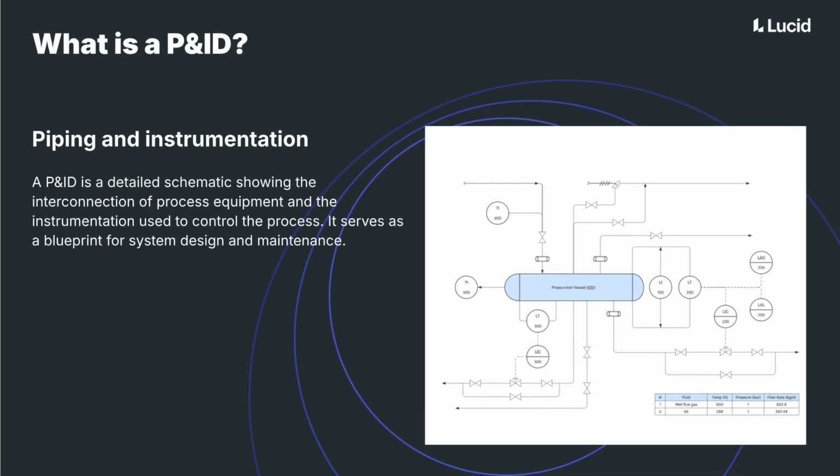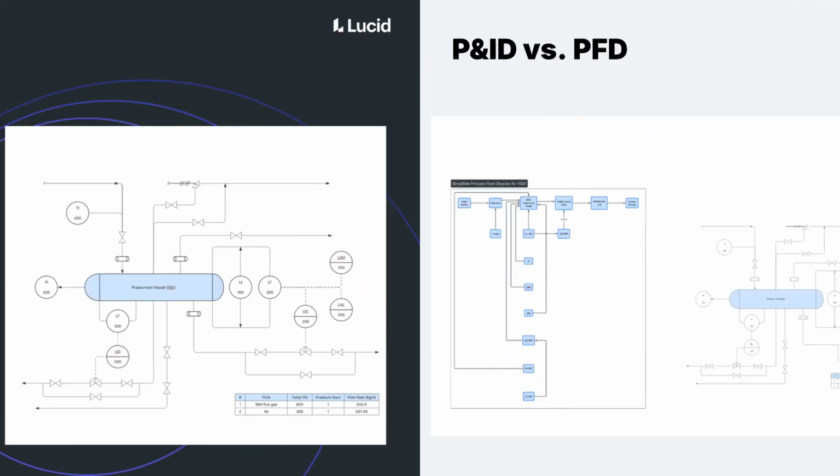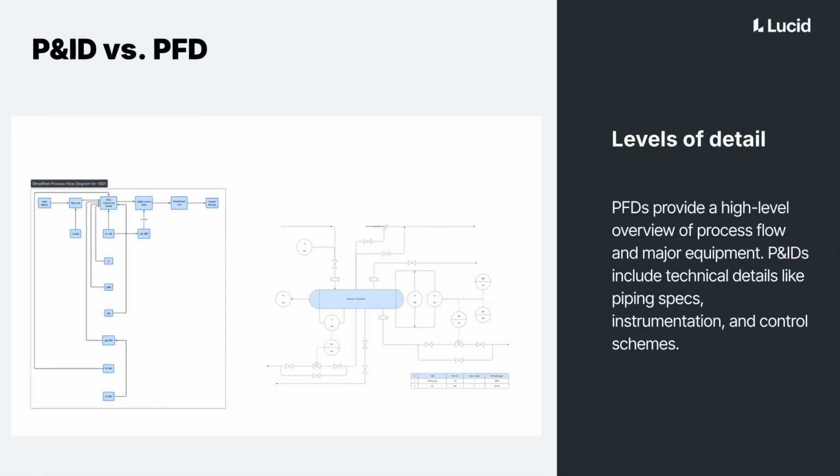What is a P&ID, piping and instrumentation diagram? It's a detailed schematic showing the interconnection of process equipment and the instrumentation used to control the process, serving as a system blueprint. What is the difference between a P&ID versus PFD, process flow diagram? While PFDs offer a high-level overview, P&IDs provide granular technical details like piping specifications and control schemes.